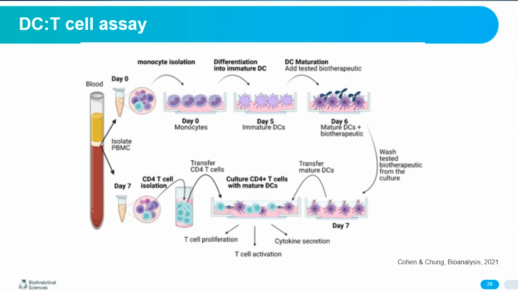Another example where we need to think about the MOA of the molecule and then choose the proper in vitro immunogenicity assay is, for example, for molecules that activate T cells. For those molecules, such as TDBs, we want to know if the activation of the T cells is due to the immunogenicity of the molecule or just due to the MOA. The molecule is just doing what it's supposed to do, activating T cells. For those types of molecules, we will prefer using a DC T cell assay.